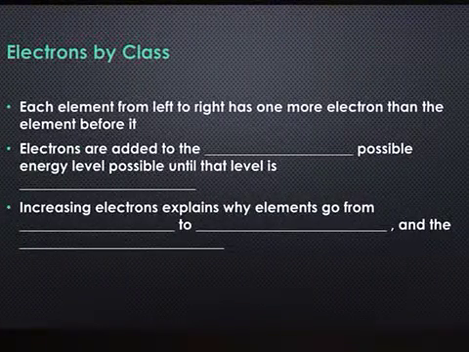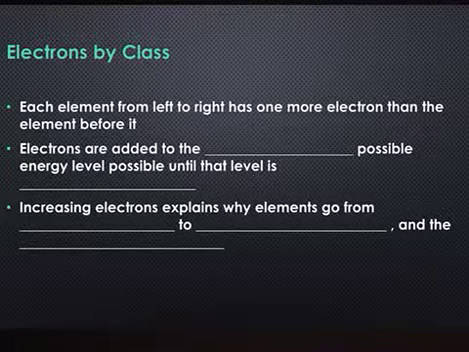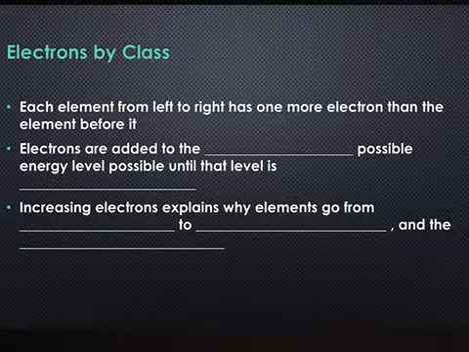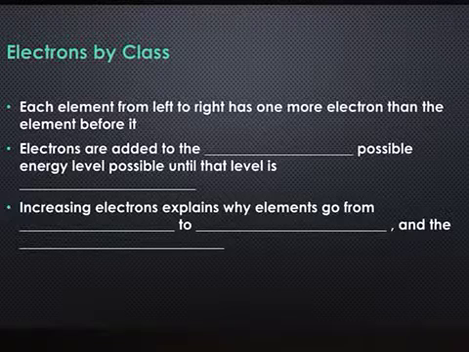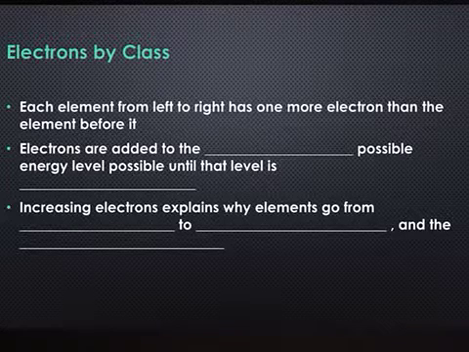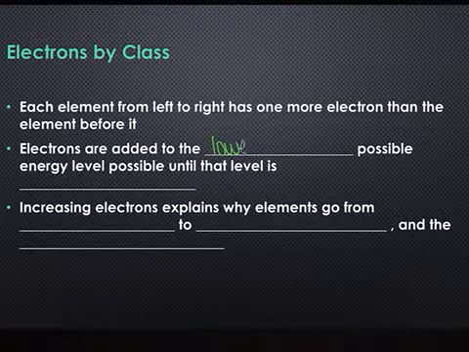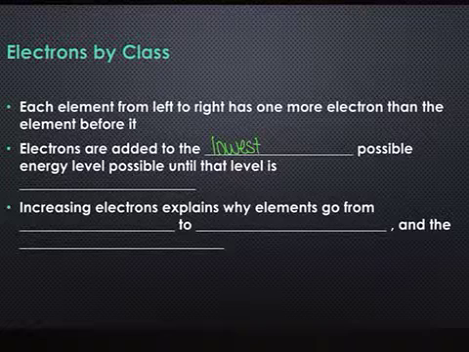So when we look at an element, chemists really like to investigate electrons because electrons are involved with chemical bonds. So when we look at each class of elements, we notice that each element from left to right has one more electron than the element before it. So electrons are added to the lowest possible energy level until that energy level is filled.